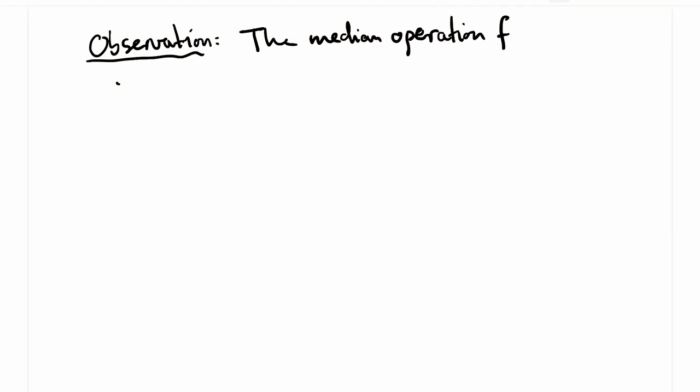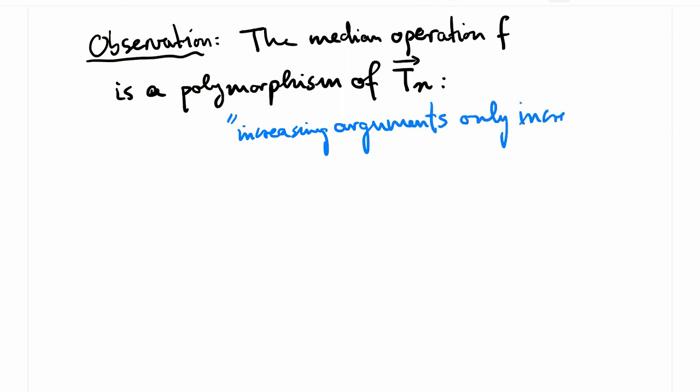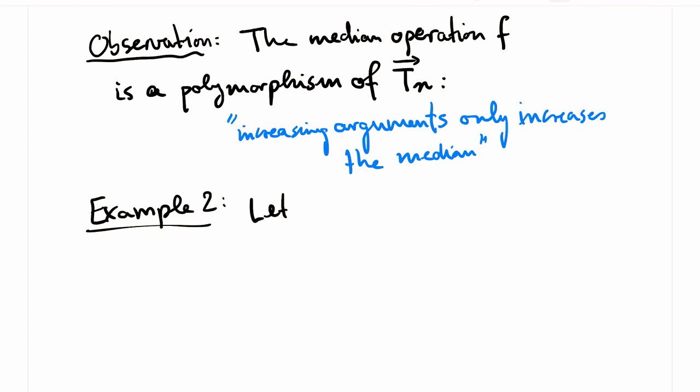We also give an example which has the median operation as a polymorphism. It is the graph that we called Tn for a transitive tournament. The vertices of Tn were the elements 1 up to n, and the edge relation of Tn is the strict order on the numbers 1 up to n. The reason why the median operation preserves Tn is that if you strictly increase all the arguments of the median operation, you also increase the function value.